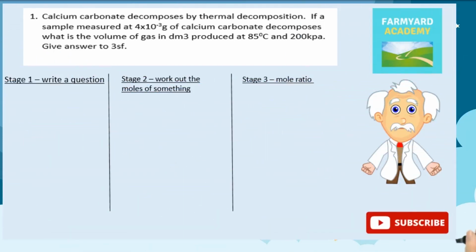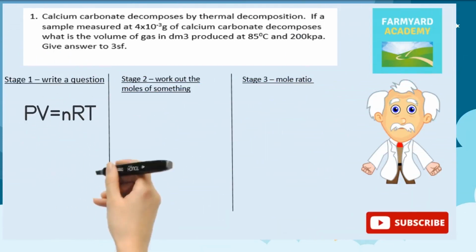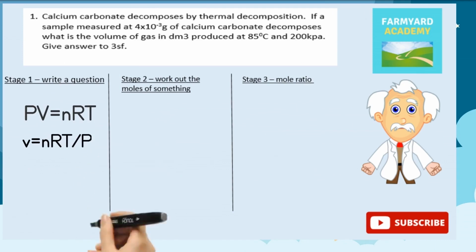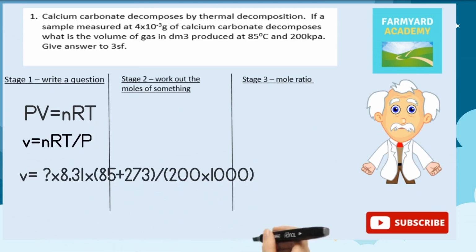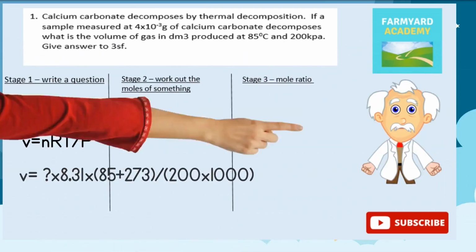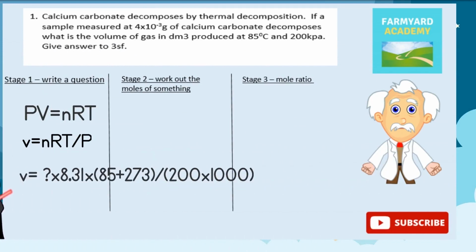Because the question asks you to calculate a volume of gas, you need to use the ideal gas equation for this question. Rearrange it to make V the subject and plug in the terms. Here you can plug in the molar gas constant R, the temperature and the pressure. Remember units in this equation, as temperature has to be in Kelvin, so add 273 to the 85. Also pressure has to be in pascals, so multiply 200 by 1000.